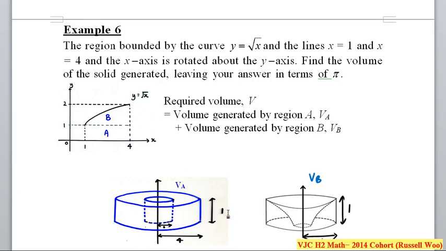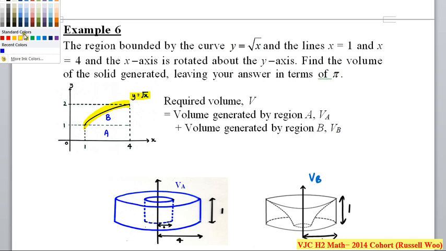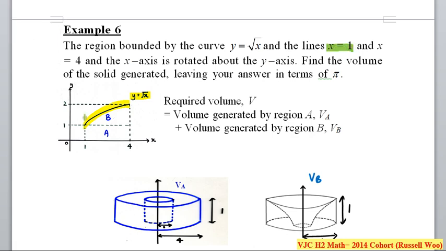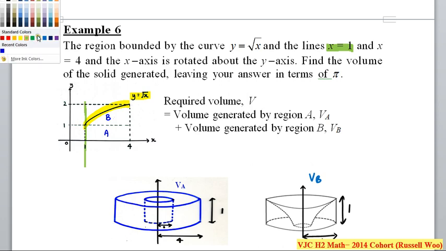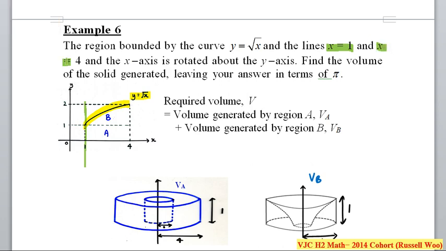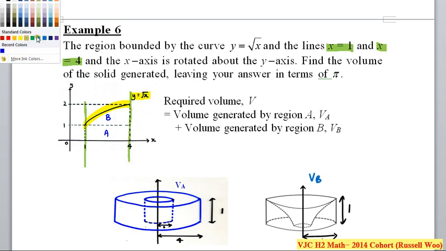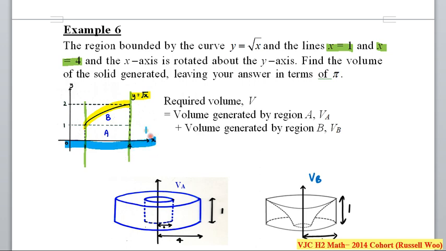Okay, example 6. The region bounded by the curve y equals square root x. Let's suppose we have now the sketch of y equals square root x, the line x equals 1. Use a different color. x equals 1 is this. And the line x equals 4. And finally the x-axis. So it's quite clear that you want this volume.